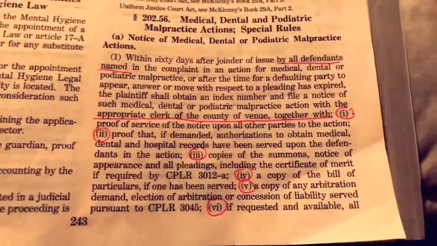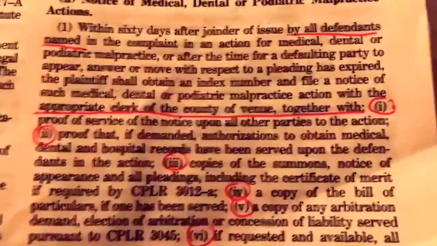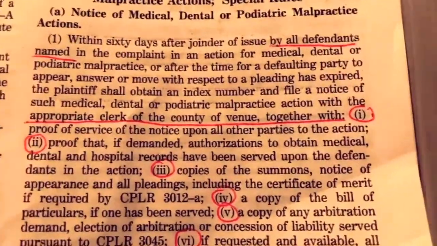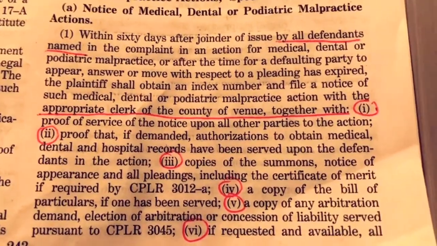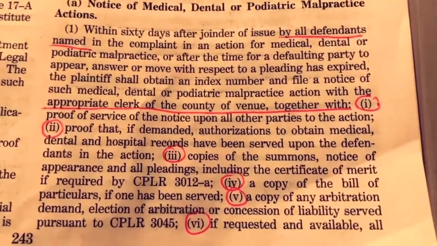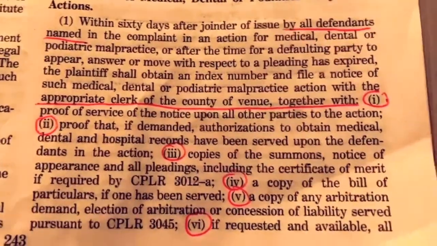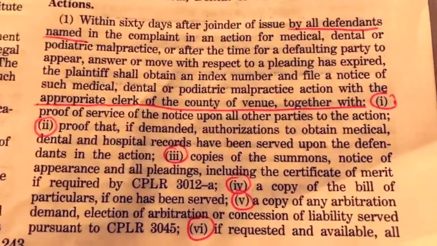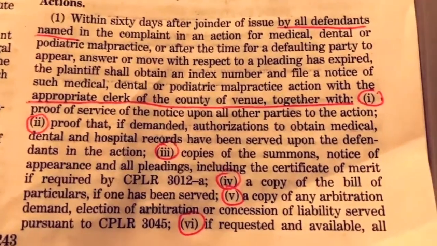Together with, and then there's a list of 6 or 7 things, I think. Yes, so there's 6 things on the list that have to be included. 1, proof of service of the notice upon all other parties to the action. 2, proof that, if demanded, authorizations to obtain medical, dental, and hospital records have been served upon the defendants in the action. 3, copies of the summons, notice of appearance, and all pleadings, including the certificate of merit, if required.